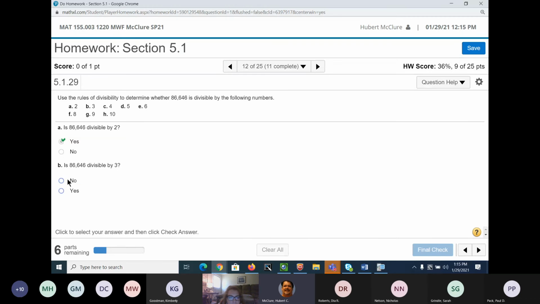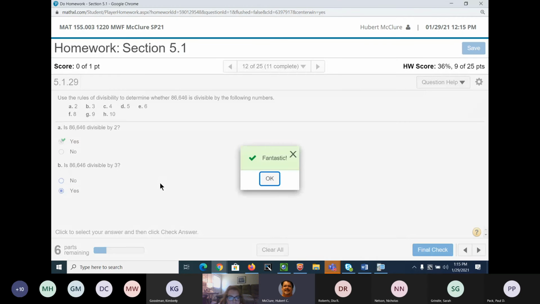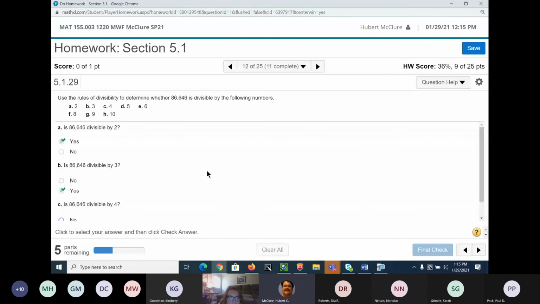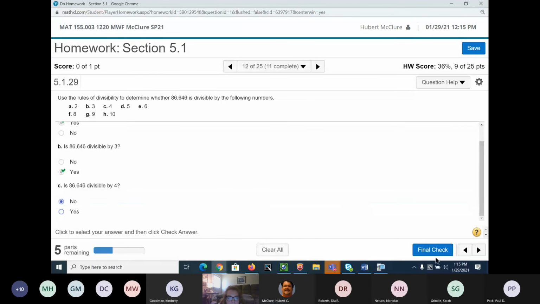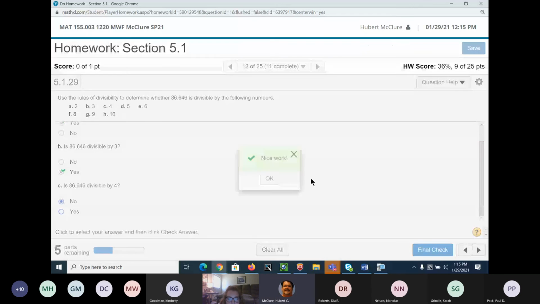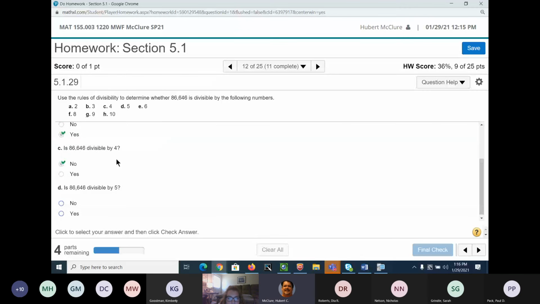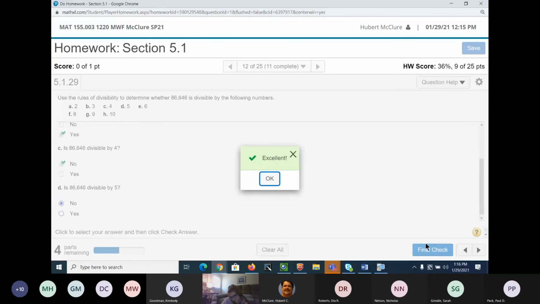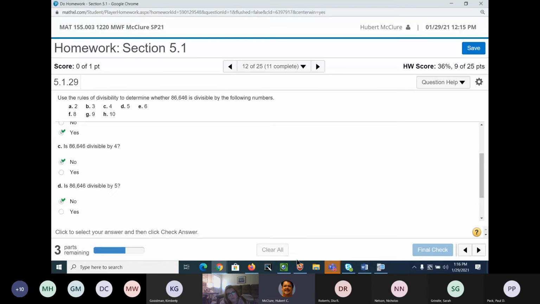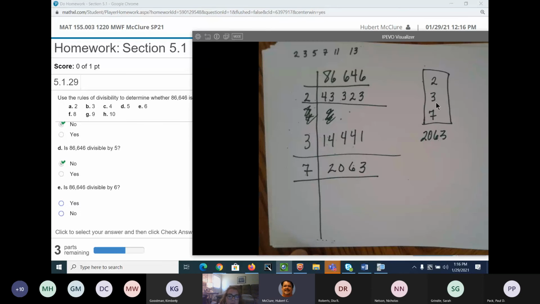Is it divisible by 3? Yes. Is it divisible by 4? No. Is it divisible by 5? No. And I'm having to keep looking over to these numbers right here. Now, is it divisible by 6? Yes, because what is 2 times 3?